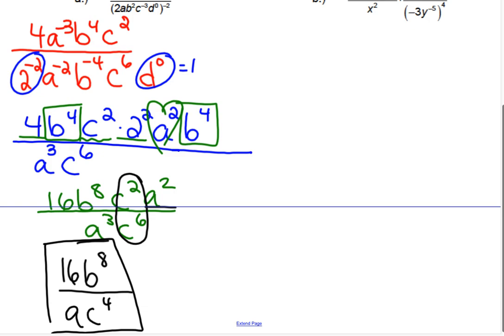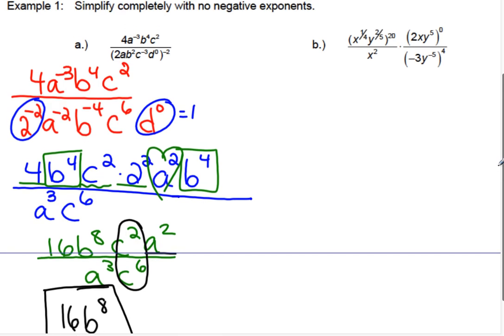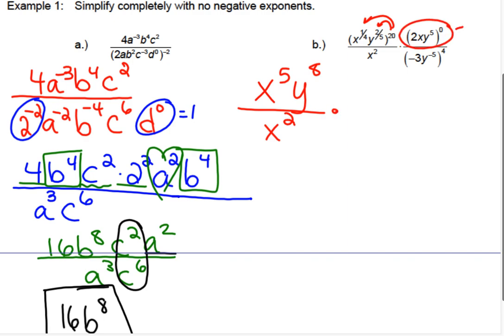Okay, moving on, let's go ahead and try example B. Example B has this big exponent of 20, but what's nice is when I distribute that, again, I'm going to multiply. So I get x to the 1/4 to the 20th. Well, 1/4 of 20 is just 5. And then y to the 2/5 of 20 is just 8, all over x squared. Multiply that by, this entire thing is being raised to the 0, which is just 1. But I still have the denominator, so I'm going to go ahead and distribute that 4. I have negative 3 to the 4th, y to the negative 20th.